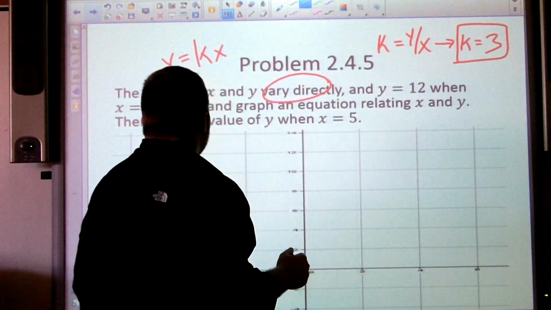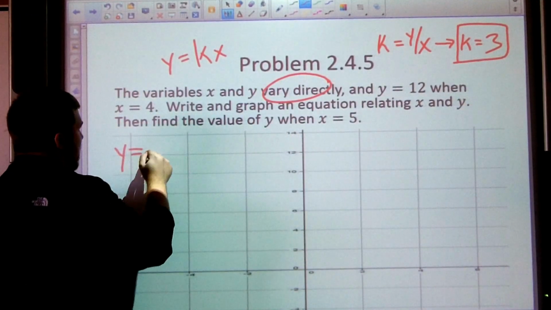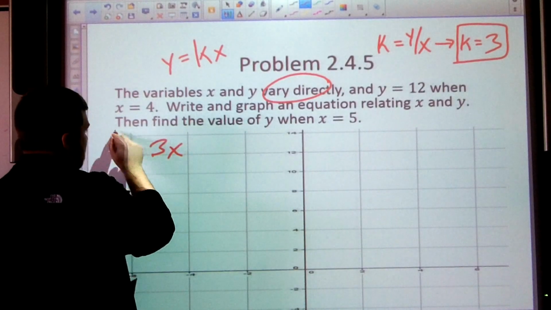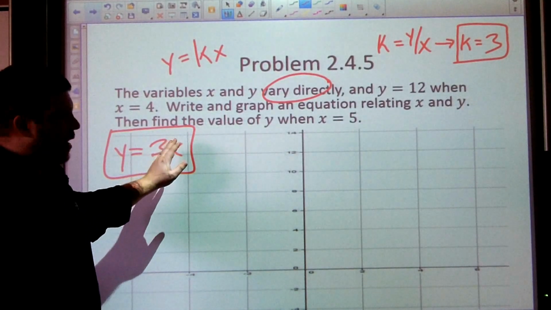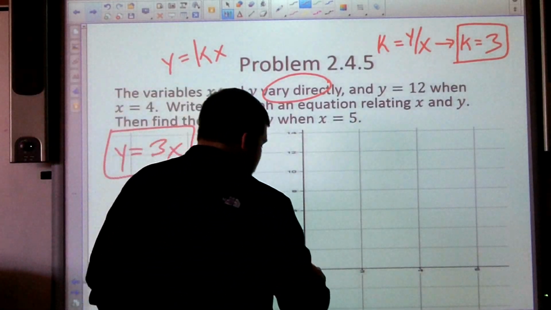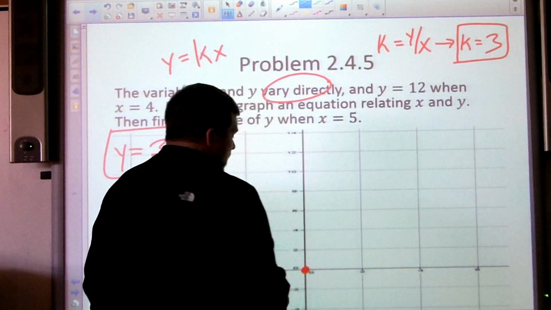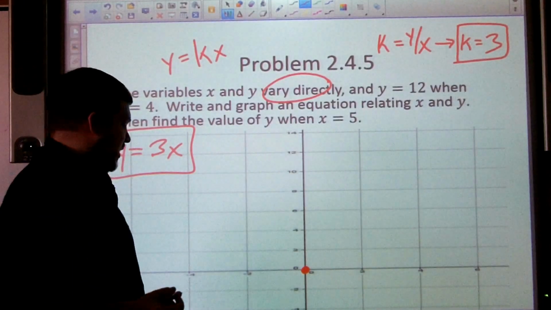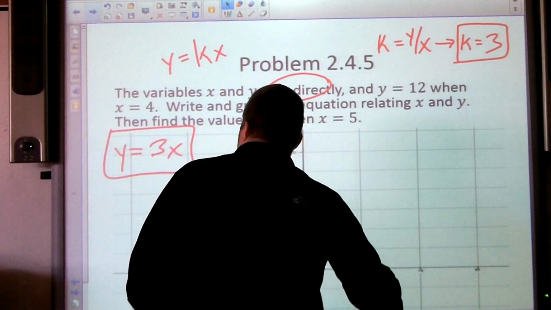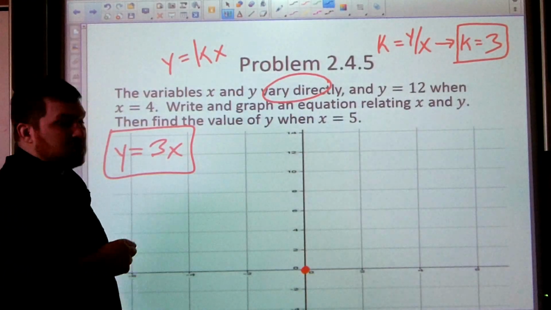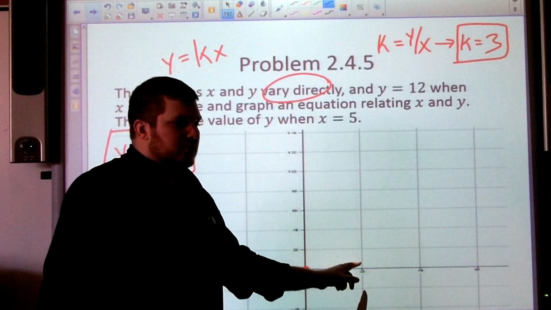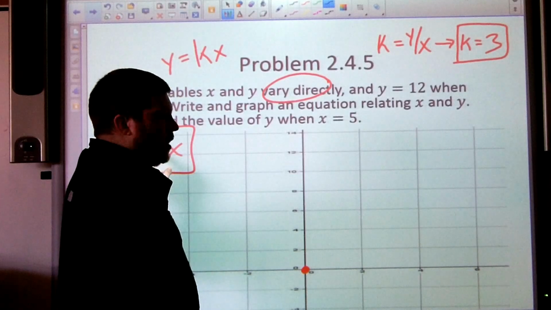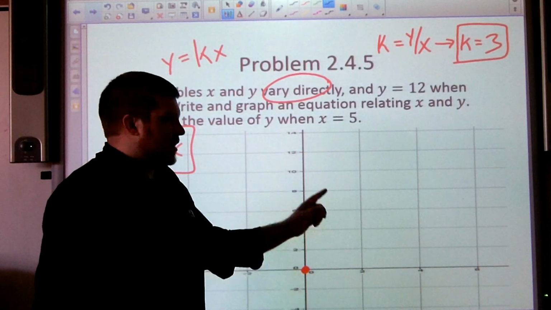So our direct variation equation then is going to be y equals 3x. Okay, so obviously our y-intercept is (0, 0), and I'm going to just use the slope to find my next point. Now this says I should go up 3 units and over 1 unit. Well, if you notice my scales are in increments of 2. So I'm actually going to double this. I'm going to go up 6 units and over 2.